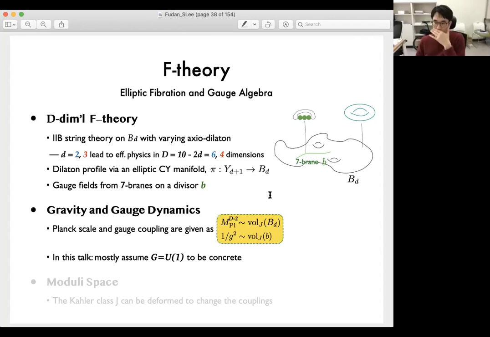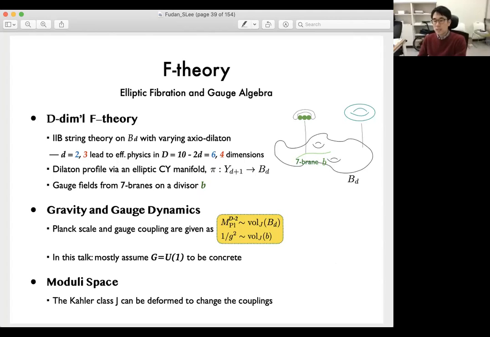So as already sketched in the introduction, we will be interested in understanding the interplay between the gravity and the gauge dynamics. Their couplings are determined respectively by the volume of the internal space B_D and that of the gauge divisor B. As for the gauge dynamics, the main focus of this talk will be on the U1, in the spirit of addressing weak gravity in part two in particular. But let me still mention that most of our results do apply to the non-abelian cases or to the multiple U1 cases as well. And note that the volumes are calculated with respect to a Kähler class J.